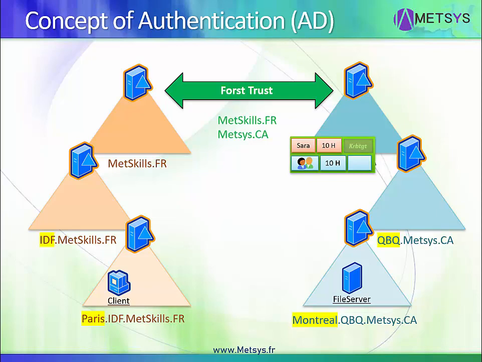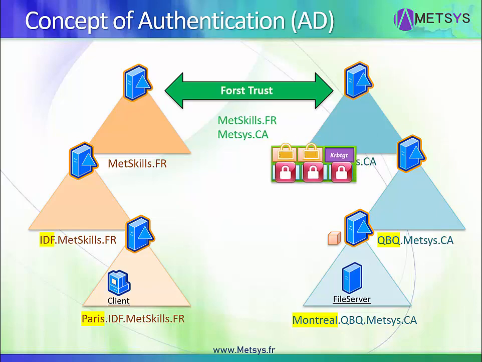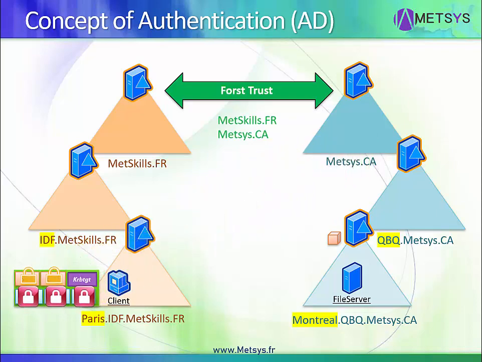The SPN will be changed in order to have a referral packet to montreal.qbq.medsys.ca. And again, a session key will be generated. The session key will encrypt the authenticator and will be placed inside. And since we have a trust, we do have the key. The key corresponding to that trust is used to encrypt the packet. Once it is done, it will send back the ticket to the client.